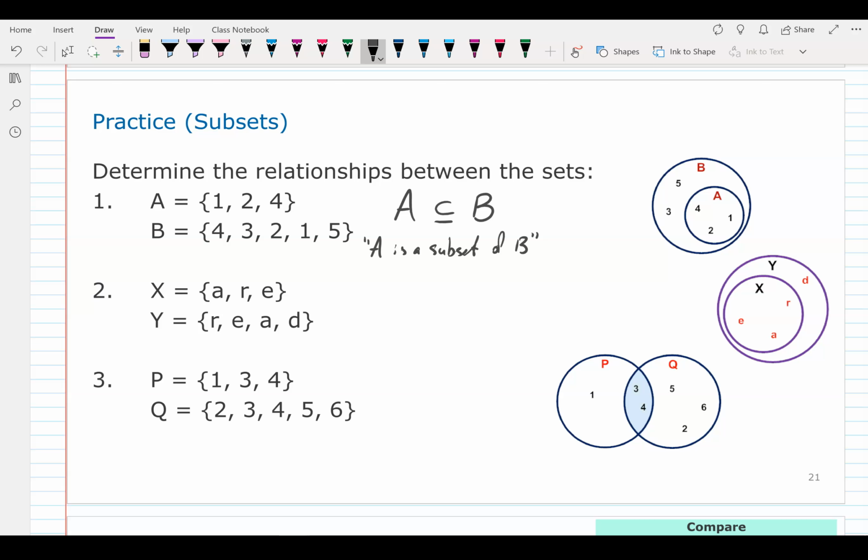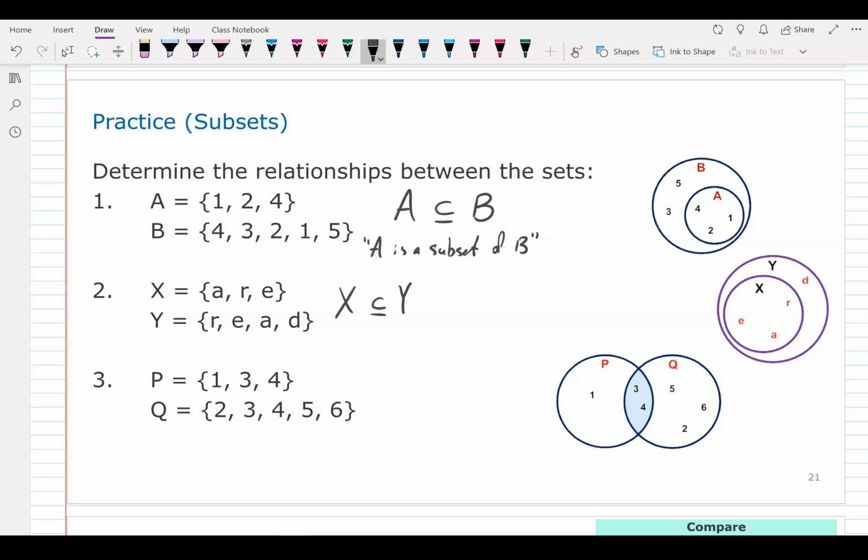Let's go on to the next one. X is the set of letters A, R, E, and Y is the set of letters R, E, A, D. Well, the bigger set has the letters R, E, A, D. You could rearrange them and make the letters in the set X. Looking at this diagram over here, it looks like the letters in the set X are a subset of the letters in the set Y. So we put the subset first, right? X is a subset of Y. And again, you could write that in English if you would like.